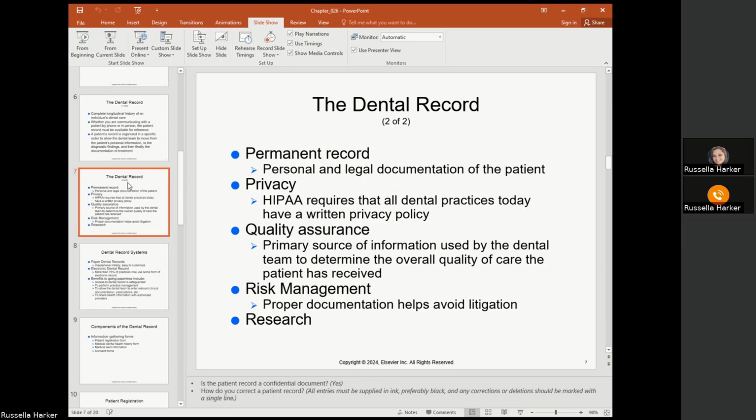And records can be used for research. A complete and chronologic order of a dental record or a specific dental condition that has been diagnosed can provide data to be used for research purposes.